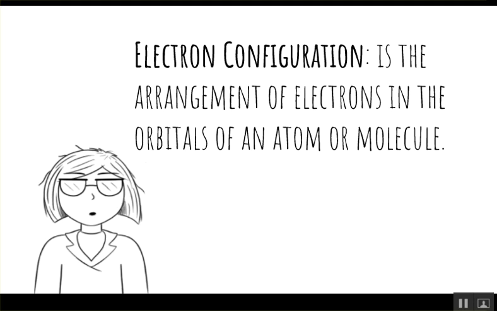Electron configuration is the arrangement of electrons in the orbitals of an atom or molecule. In this video, I will show you the basics of electron configuration and its relation to photoelectron spectroscopy.